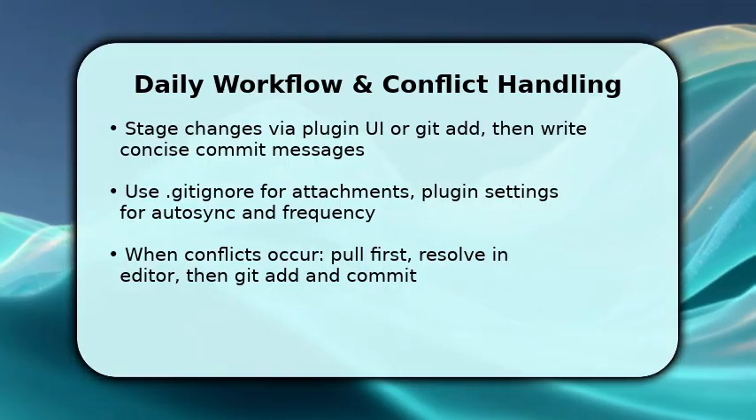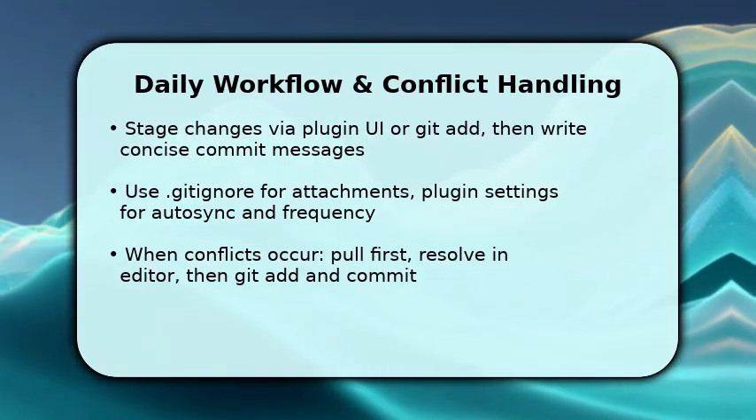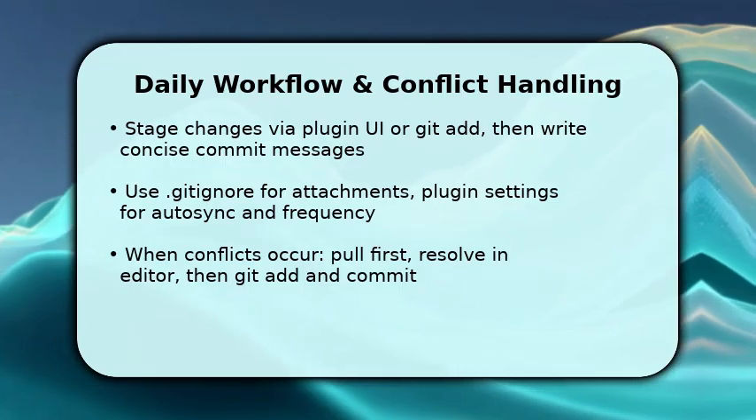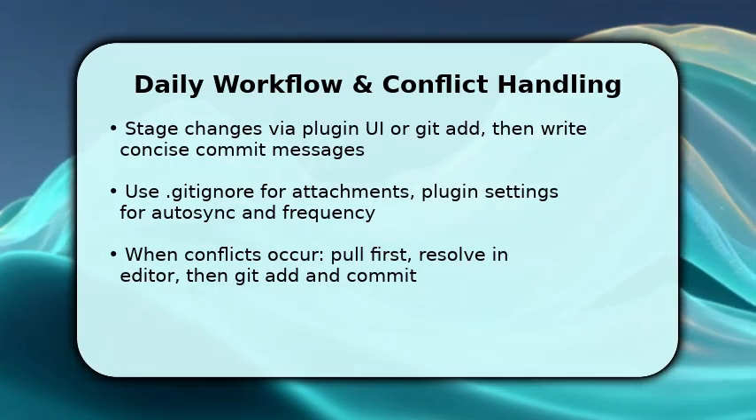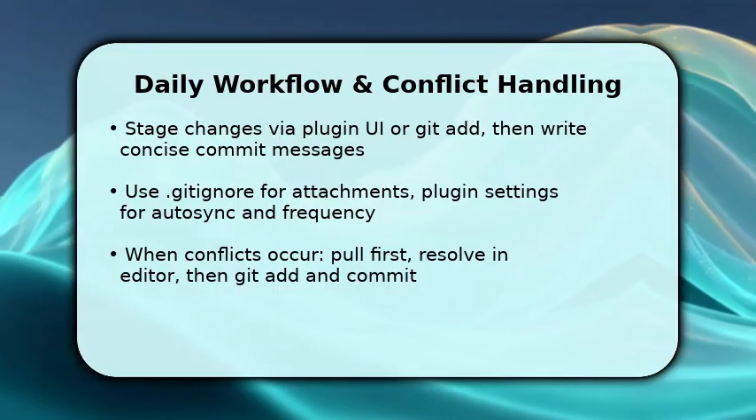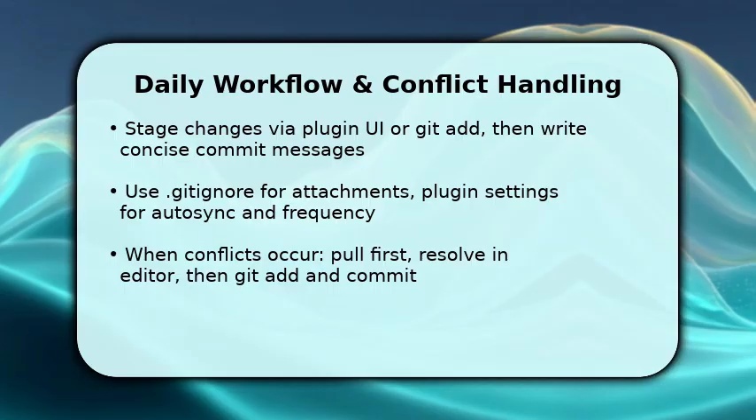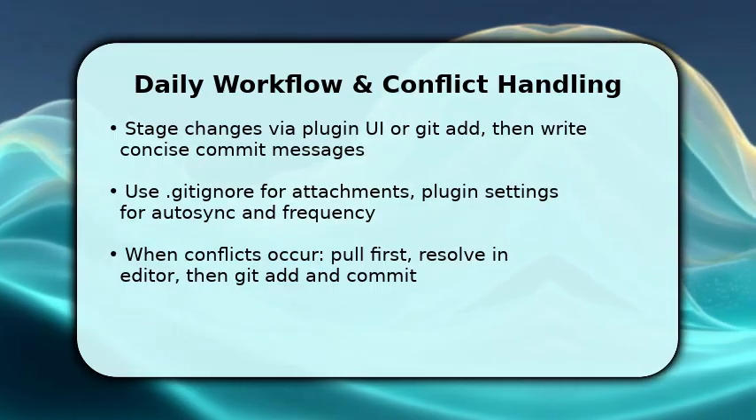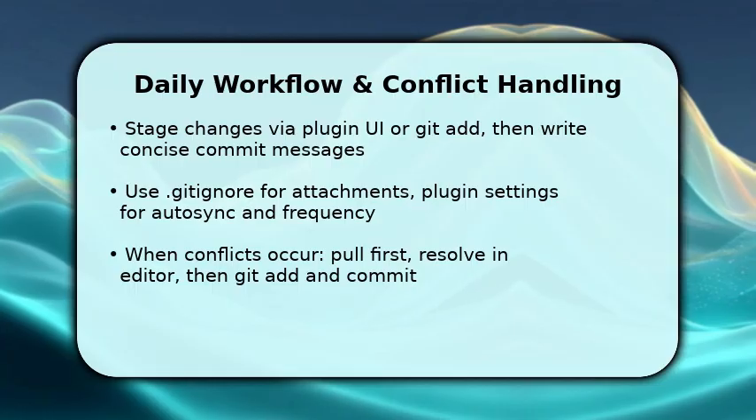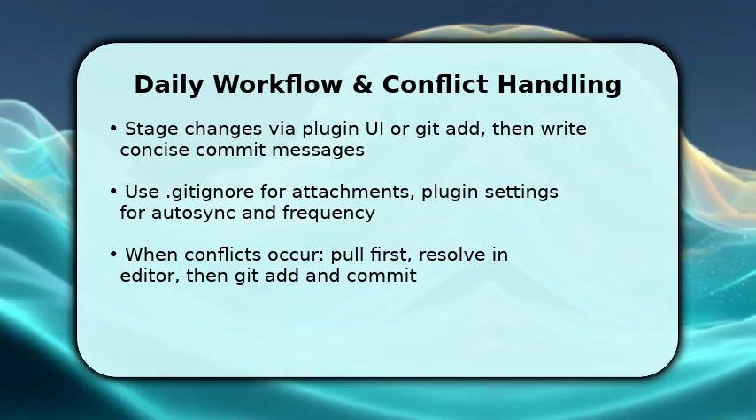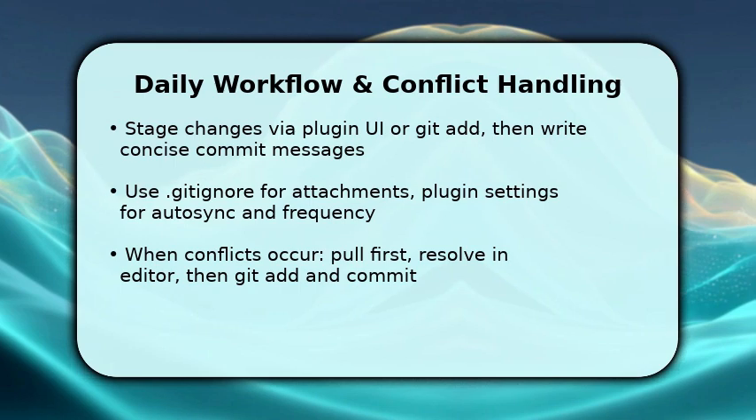Make sure .gitignore excludes large attachments if you store binaries. Also configure auto-sync or manual push/pull according to how often you edit across devices. When edits collide, pull before pushing. If you see a conflict, open both versions, merge content in the editor, then git add and commit the resolved file. That keeps history clean and recoverable.